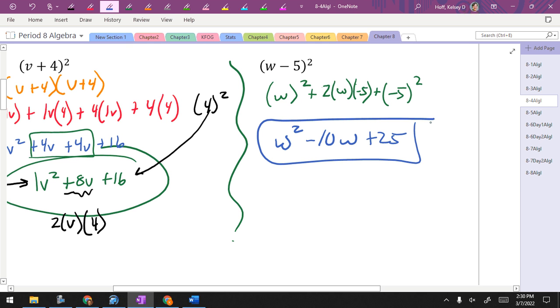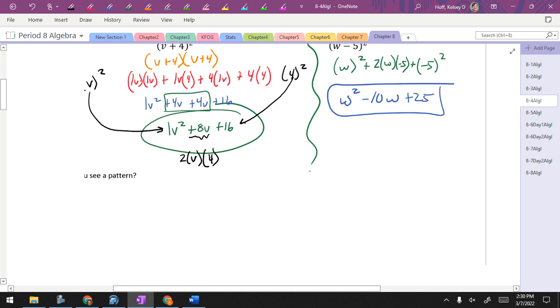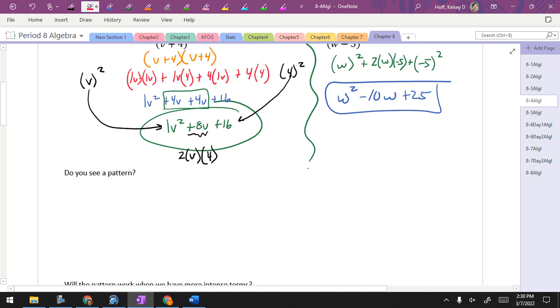You just wrote the shortcut. This works on binomials, two terms, where the whole parenthesis is squared. So let's write this as A plus B squared. We square the first one. You take 2 times the first times the second, and you square the second.